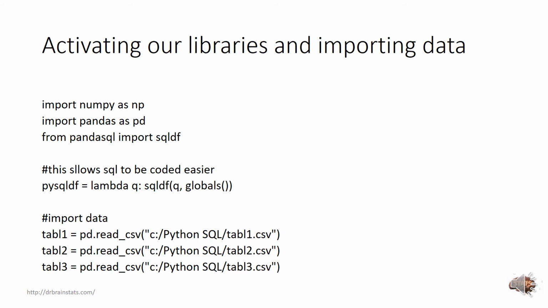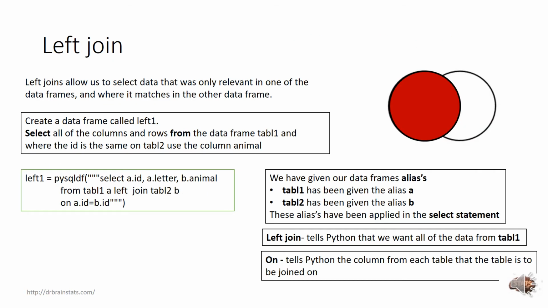So first, we're going to activate our libraries and import the data. In this course, we're going to use Table 1, Table 2, and Table 3. So first, left join. Left join allows us to select data that's only relevant in one of the data frames and when it matches any other data frame based on a certain column. So in our first example, we're going to create a data frame called left1. We're going to select all of the columns and rows from a data frame table1, and where the ID is the same on table2, we're going to use a column animal.